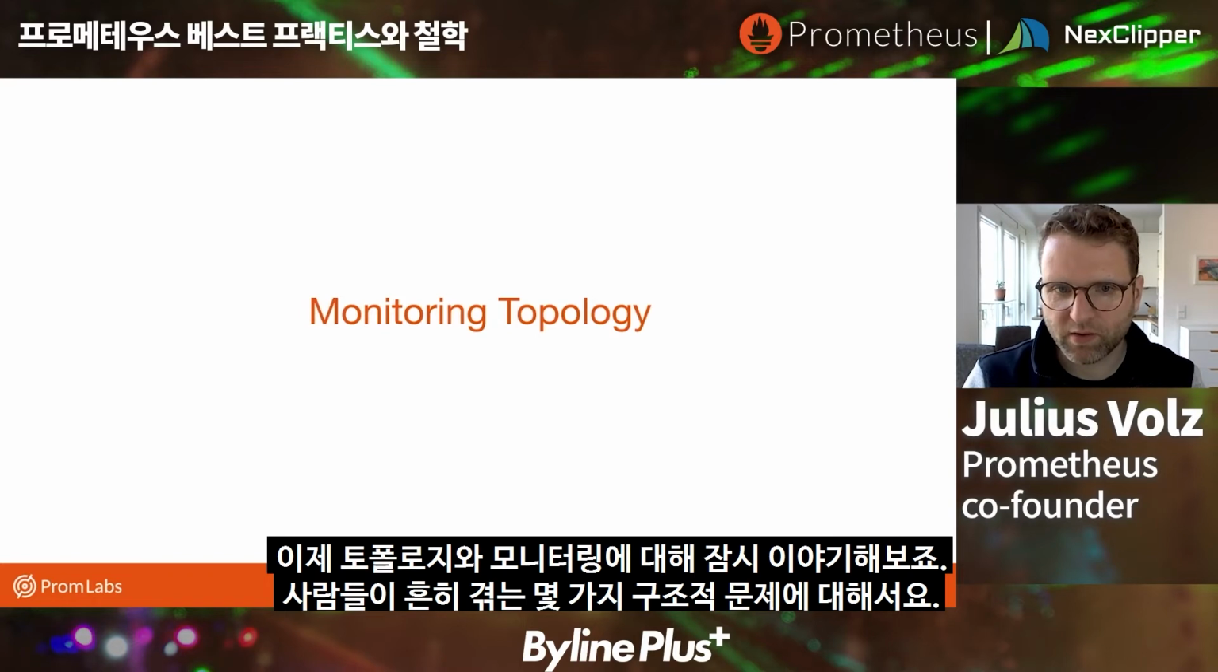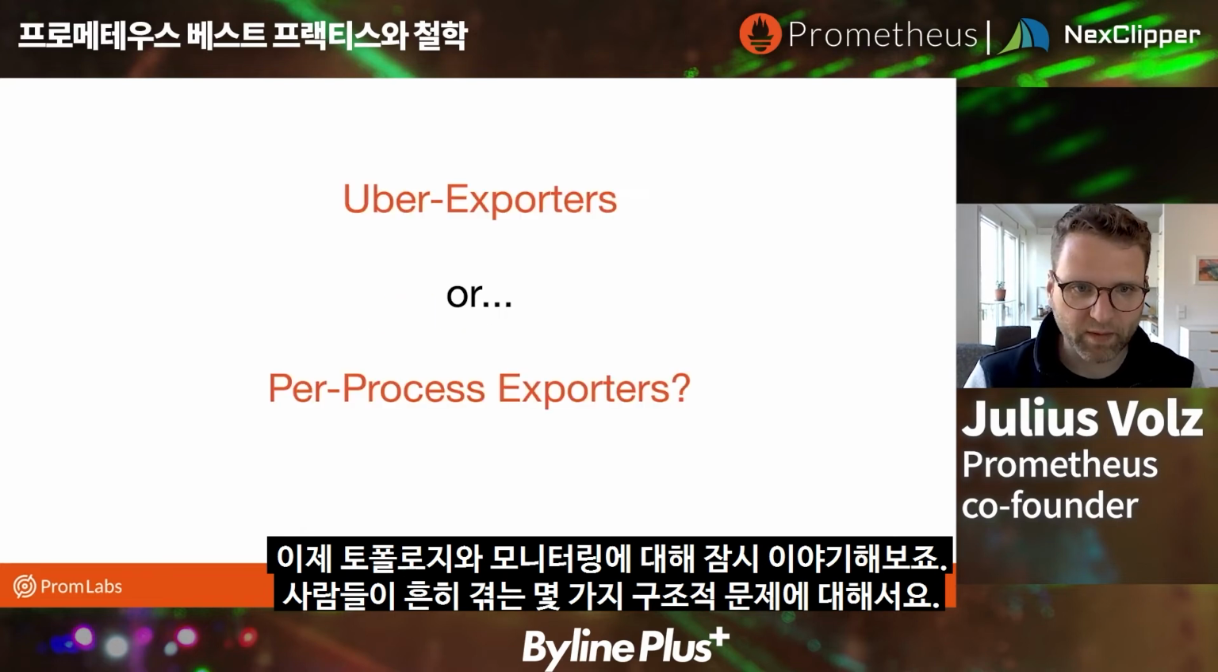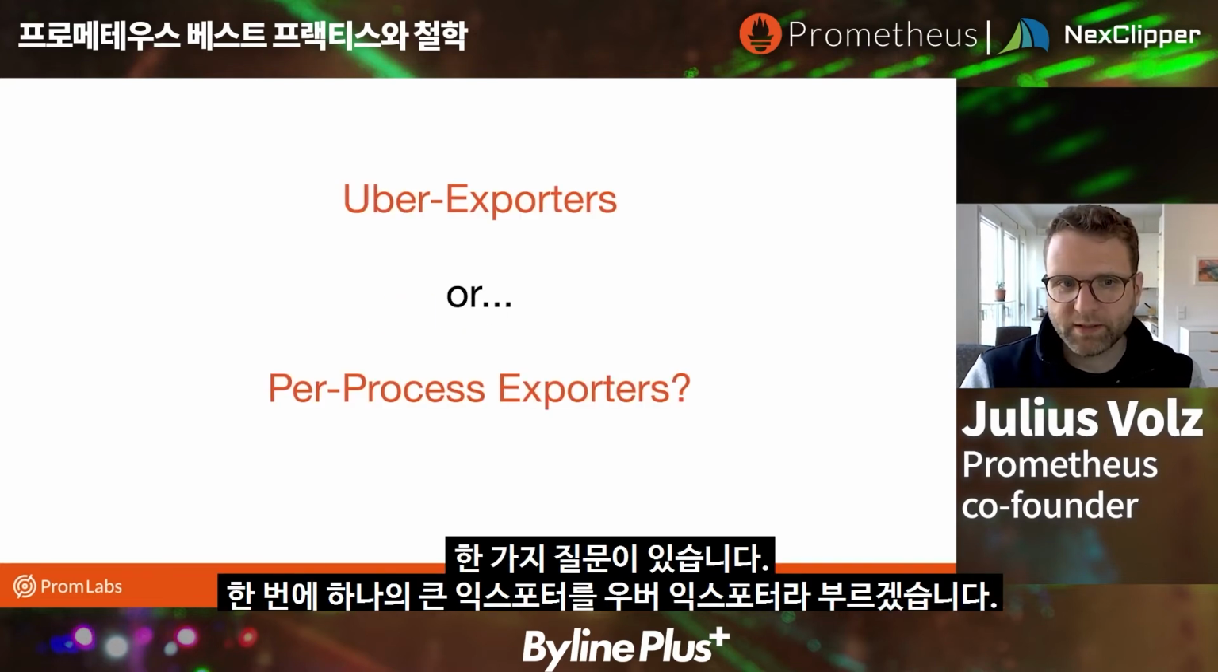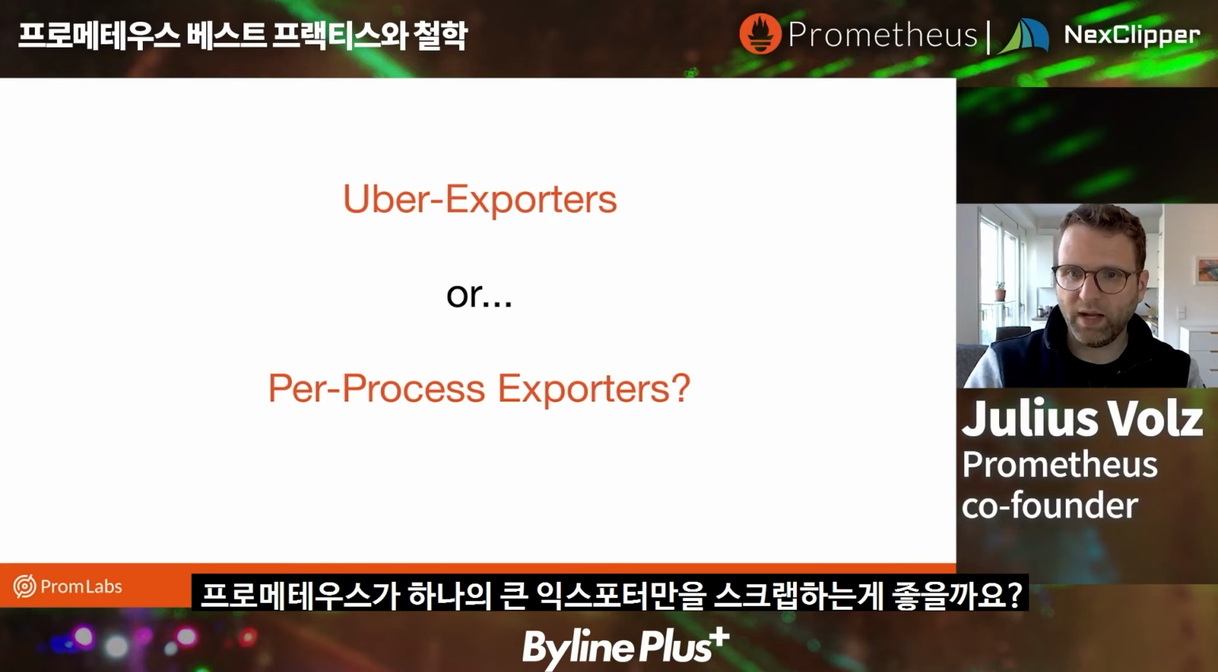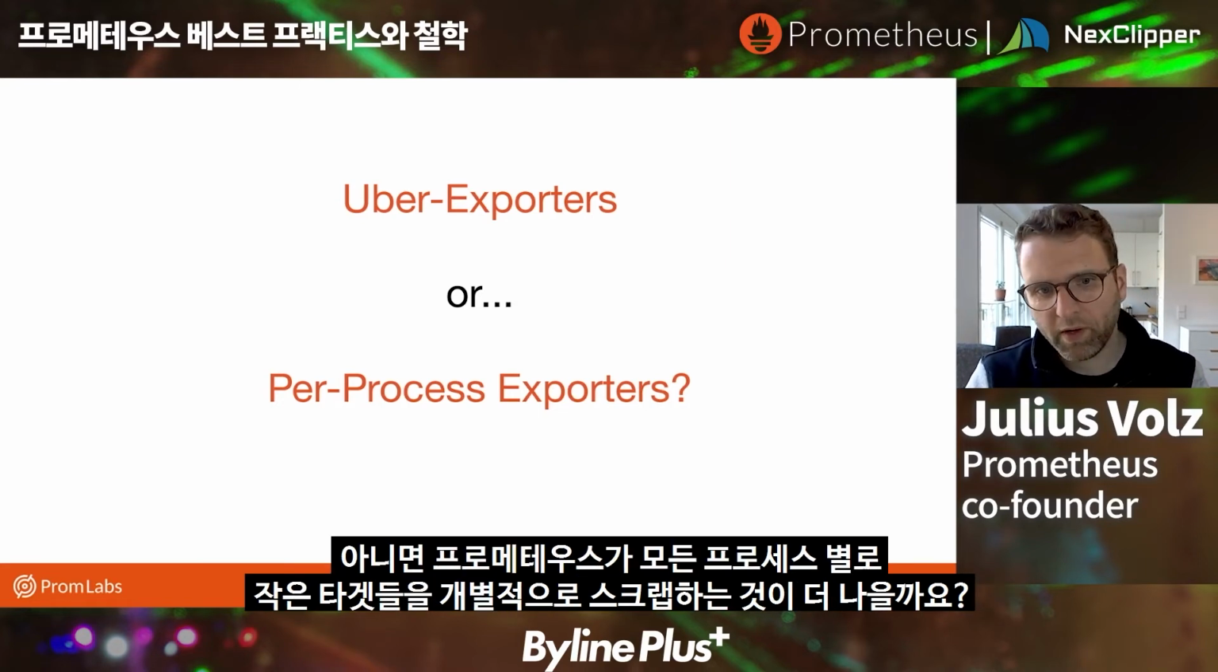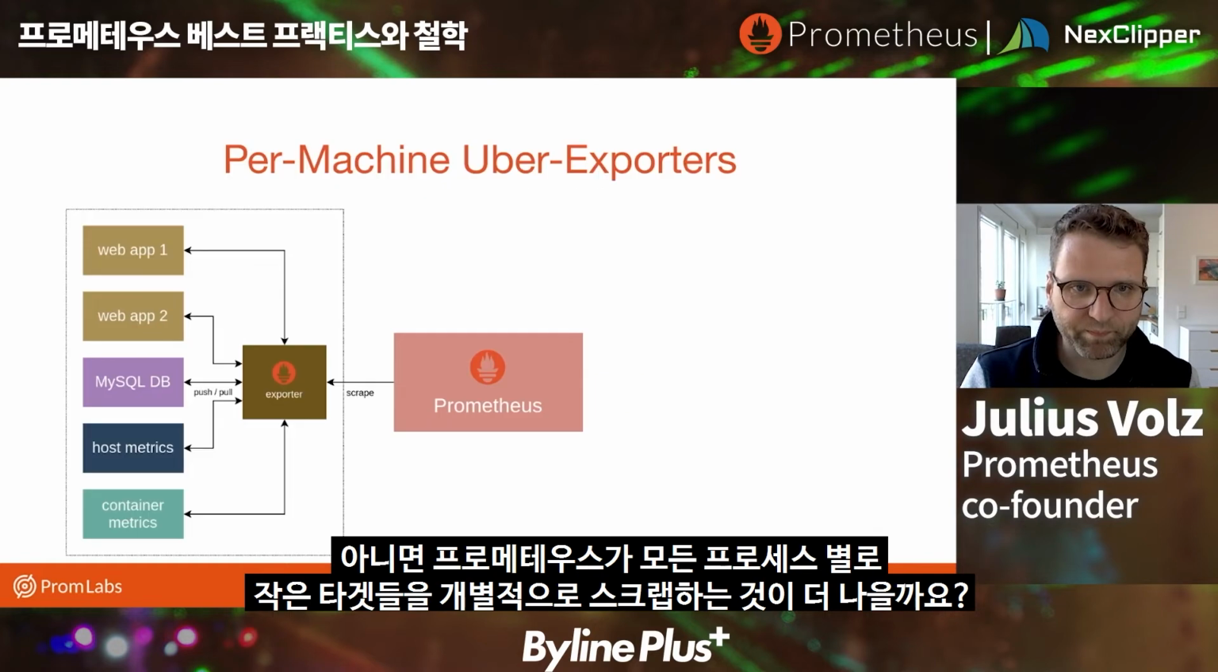Let's talk a bit about topology in monitoring. So, some architectural problems that people often run into. One question is whether you want to have one large, I call it Uber exporter, for many different things at once, and then have Prometheus scrape only that one large exporter, or whether it's better for Prometheus to scrape many little targets, every process individually.